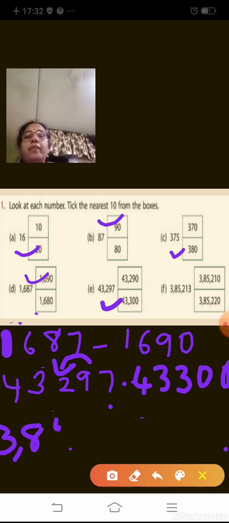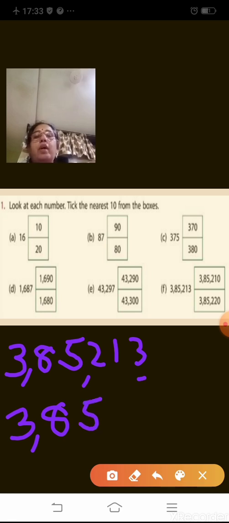In the last one, 3,85,000. Okay, I'll take this again. 3,85,213. Now here the number is 3. That means you will not add 1 to the number in the tens place. You will keep the number as it is. So when you are rounding off the number to the nearest tens, your number will become 3,85,210. So your option is the first one.